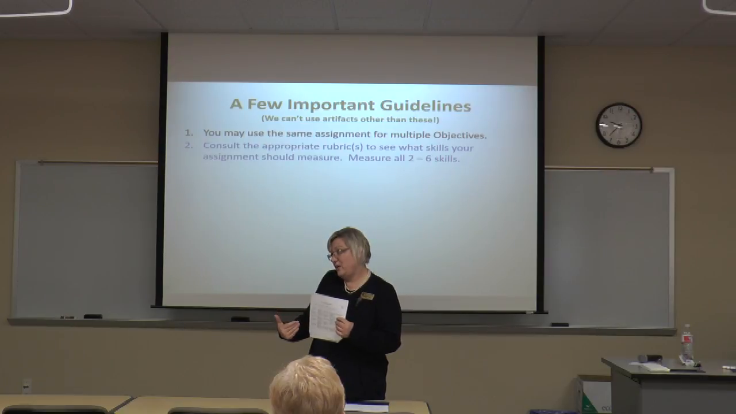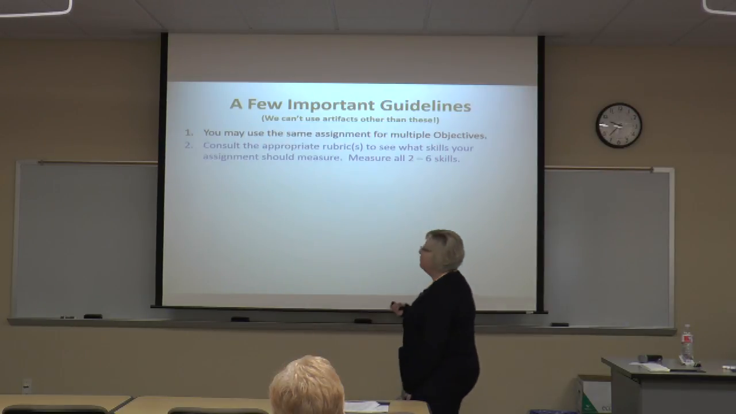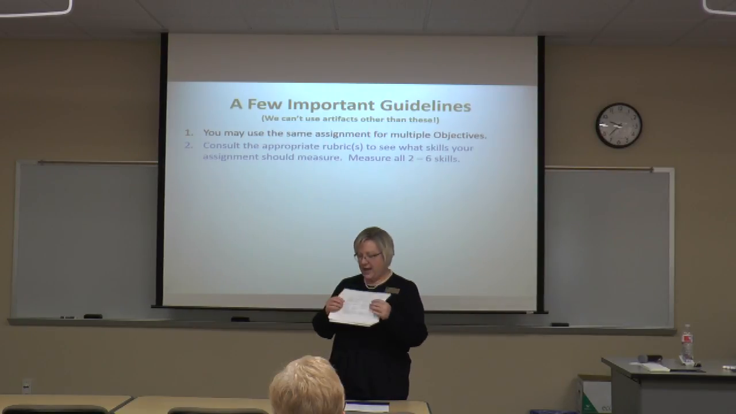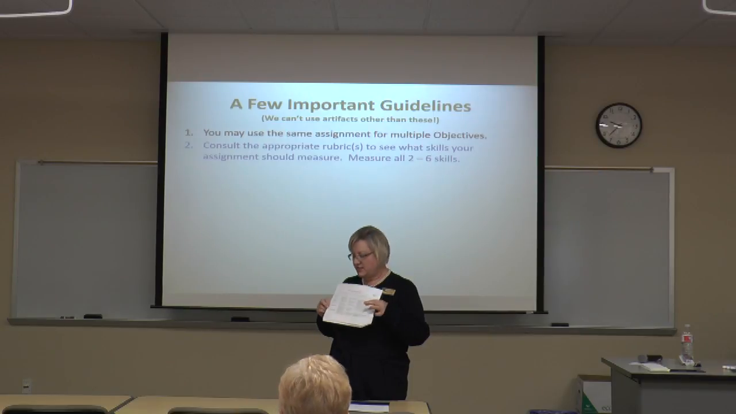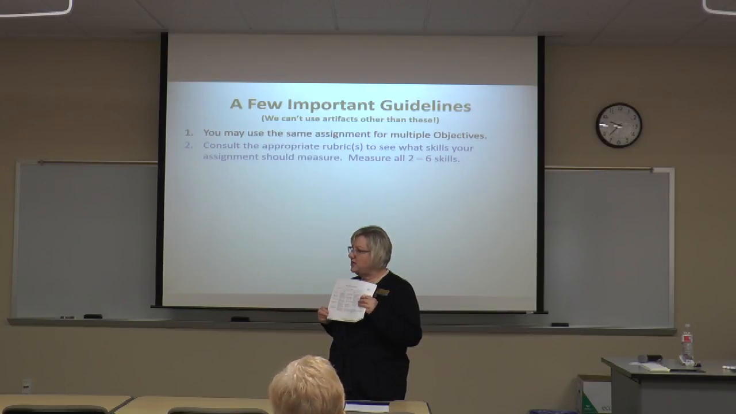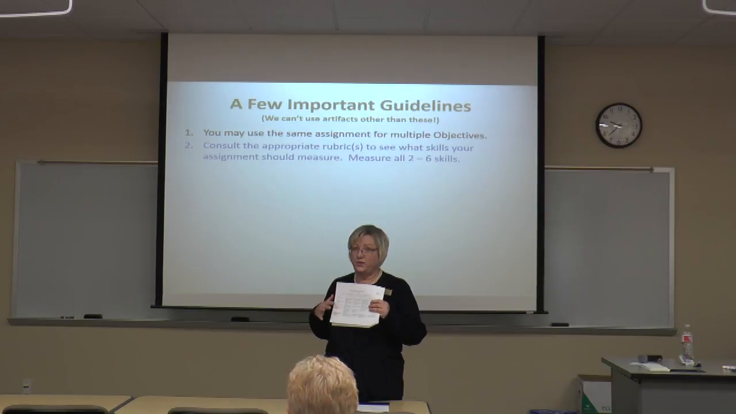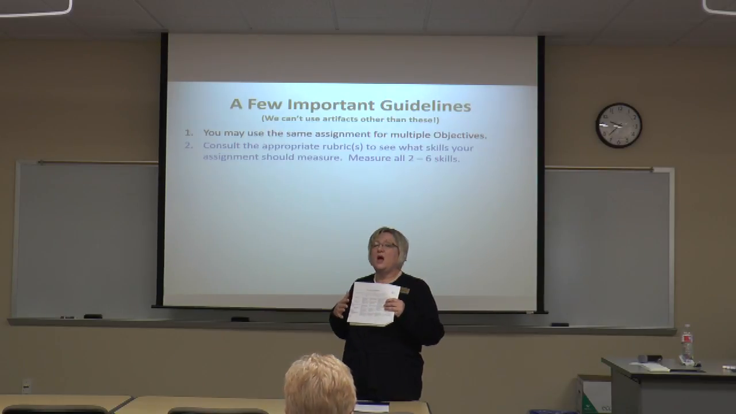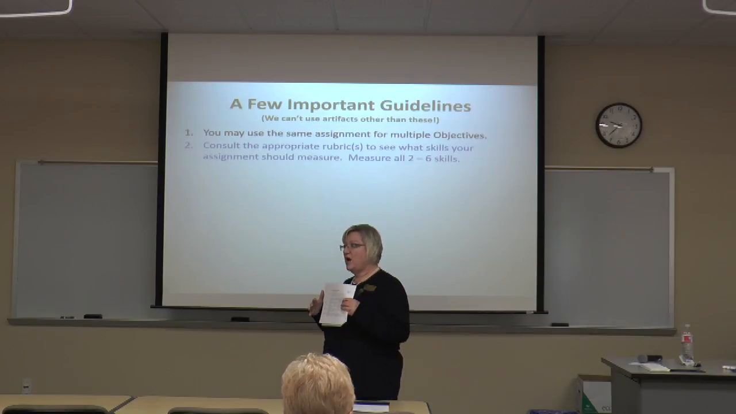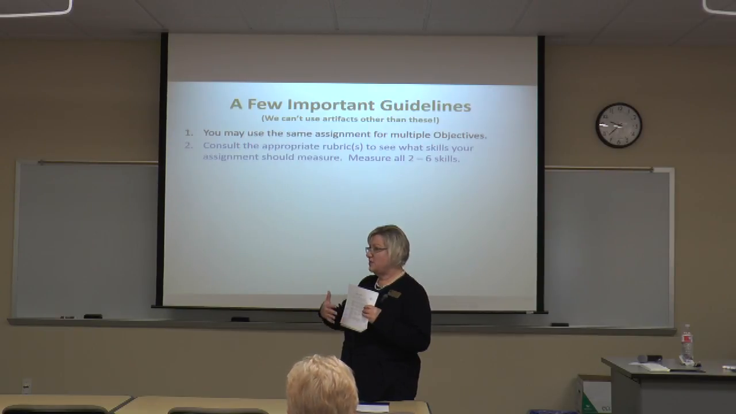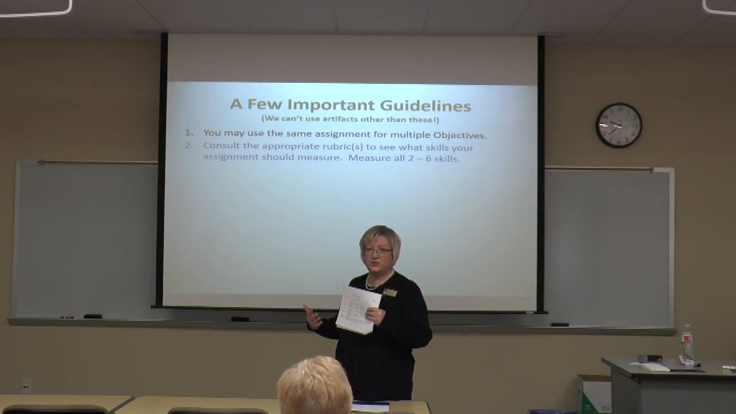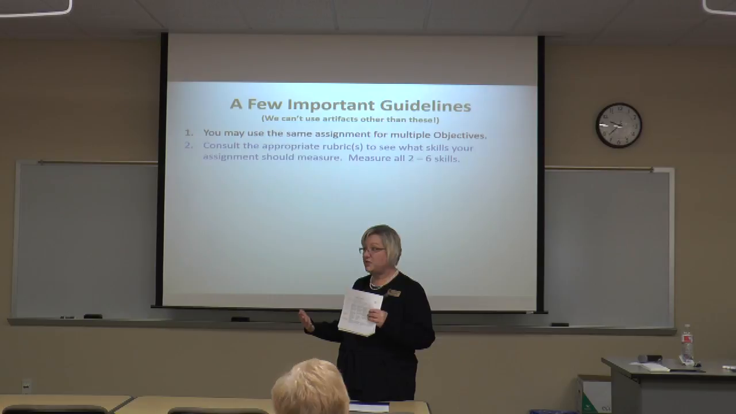So what does that part mean that says measure all 2 to 6 skills? Every rubric has 2 to 6 skills that are listed on it. They're listed down the left-hand side. One of the rubrics only has 2. The empirical and quantitative has 6. Everything else has something in between, 3 or 4 or 5. We have asked you to try to target these assessment assignments to all of them. Otherwise, everybody just targets the easy ones and the students still don't get any practice with citation.